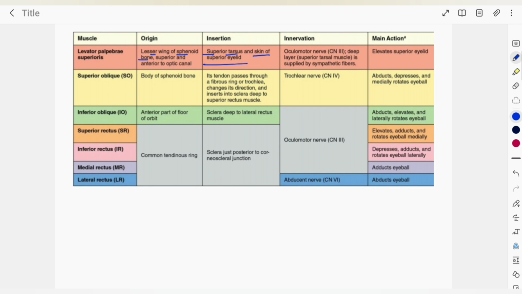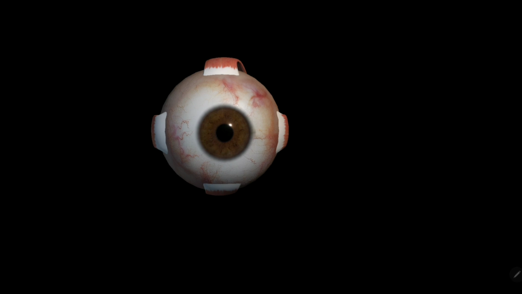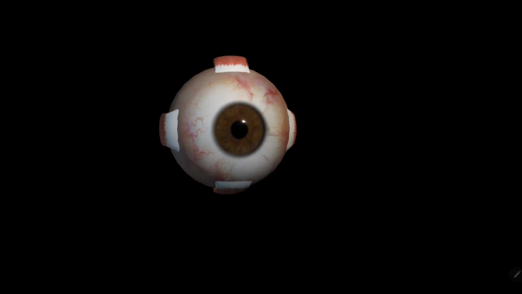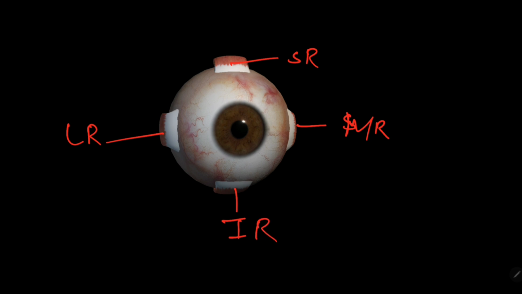Now next in line is the origin of all the recti. We will be studying the recti together. As you can very clearly see, the superior rectus, inferior rectus, medial rectus and lateral rectus are originating from the common tendinous ring. So all the 4 recti are originating from the common tendinous ring. Now if you can see, these are the 4 recti: this one is superior rectus, the medial rectus, the lateral rectus, and this one is inferior rectus.